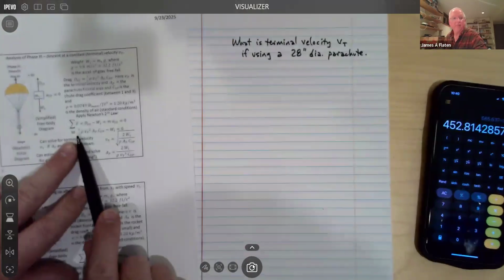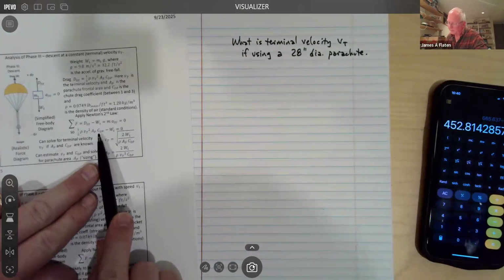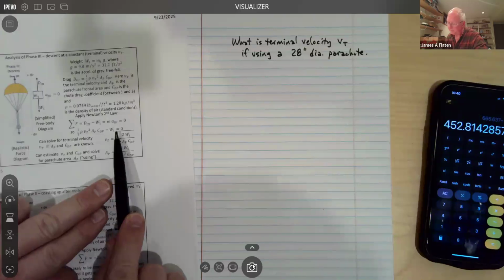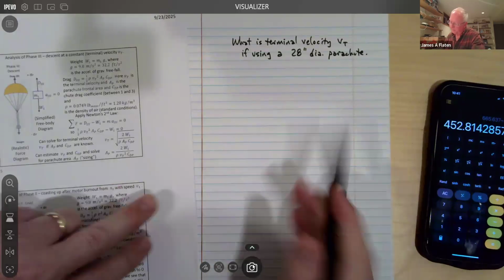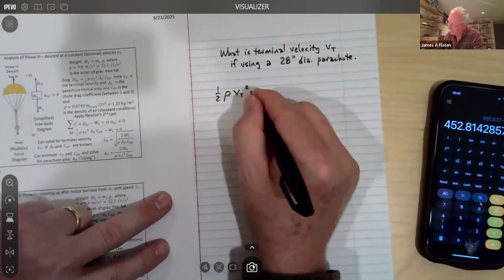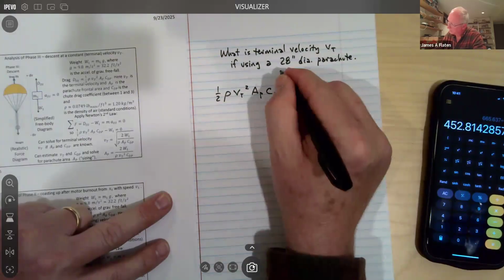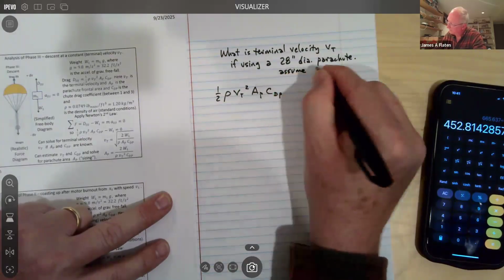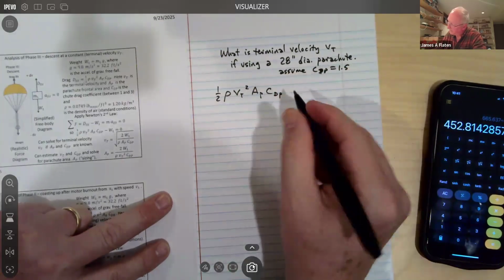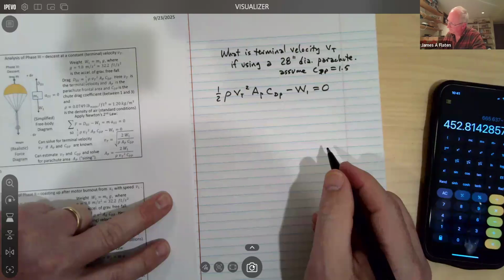It says 1/2 times density times terminal velocity squared times the area of the parachute times the drag coefficient of the parachute minus the weight being supported, so this is the post-burnout weight, equals 0. So I'll write that down: 1/2 air density, terminal velocity squared, area of parachute, drag coefficient of the parachute, assume CD for parachute equals 1.5. That's part of the problem statement. Minus W1, we know W1 from our last calculation, equals 0.